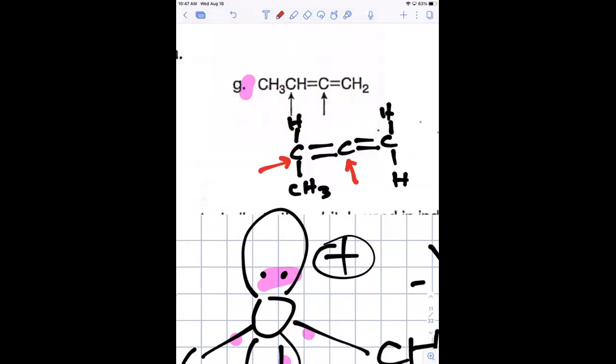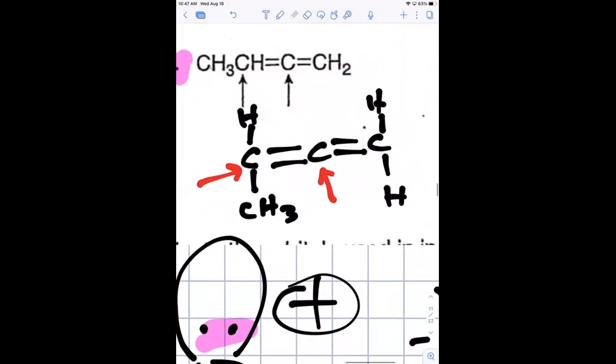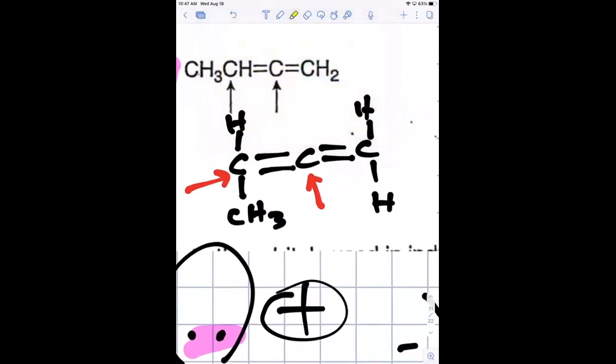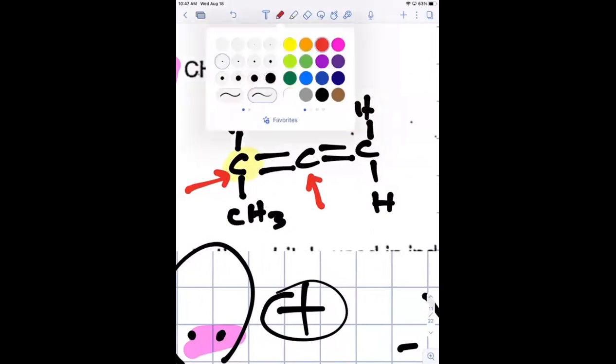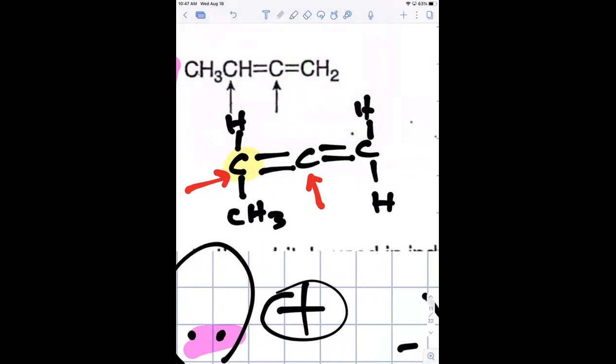Okay, so let's start on the end. What do you think? How many groups are attached to that carbon? 3. Oh man, this is going to be a good semester. 3 groups. You're exactly right. Right? You have a group here. Let me pick a different color. You have a group here, and a group here.